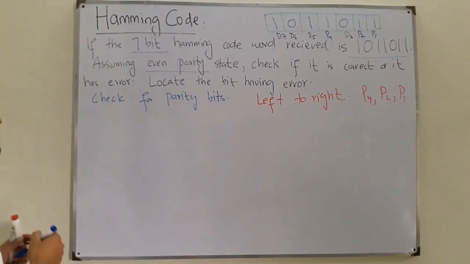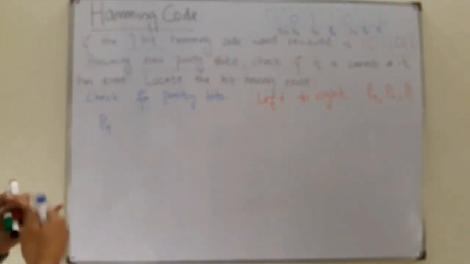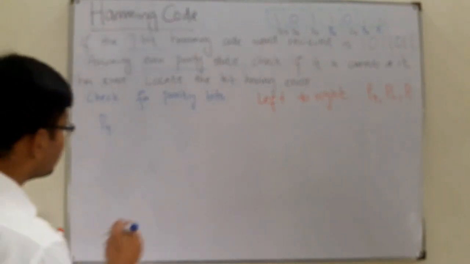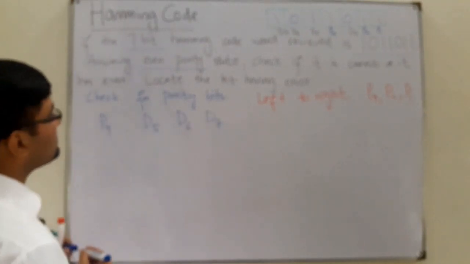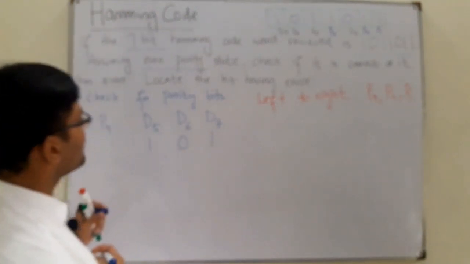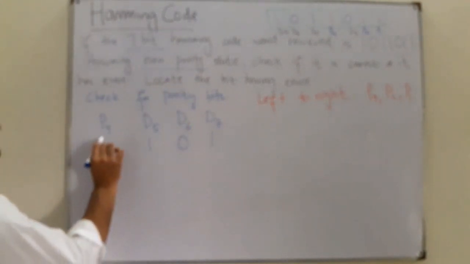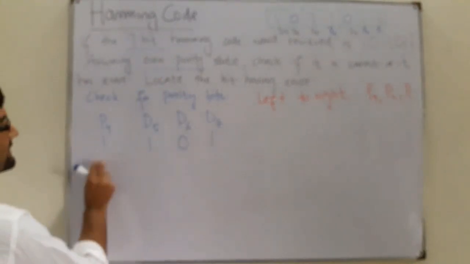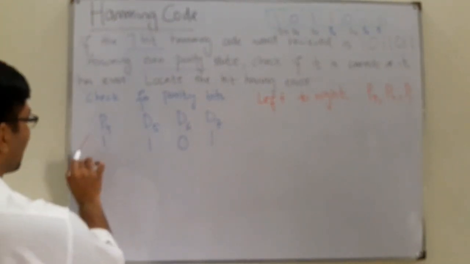So if we are checking P4, we've seen P4 depends on D5, D6, and D7. Now D5 is a 1, D6 is a 0, and D7 is a 1. And what is P4? P4 is 1. So you place this one over here. Now we're given that this is an even parity state, but over here this is representing an odd parity state, which means this is wrong.